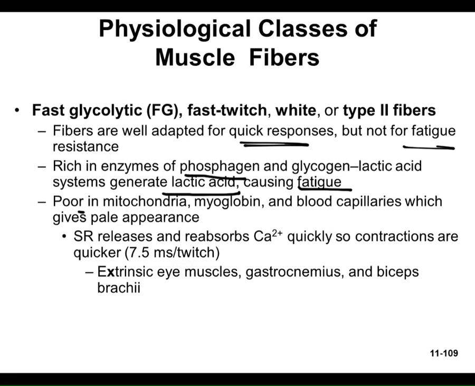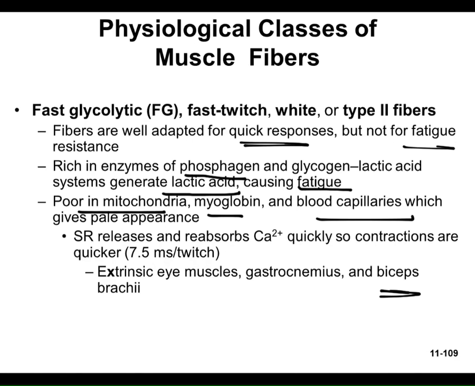They do not have a lot of mitochondria. They do not have a lot of oxygen. They do not have as much blood flow. That's why they are white, right? So the red fibers were more vascular, more oxygen, more blood. These white fibers are really better for what? Anaerobic, right? They're really meant to generate lactic acid, but they also fatigue rather quickly.